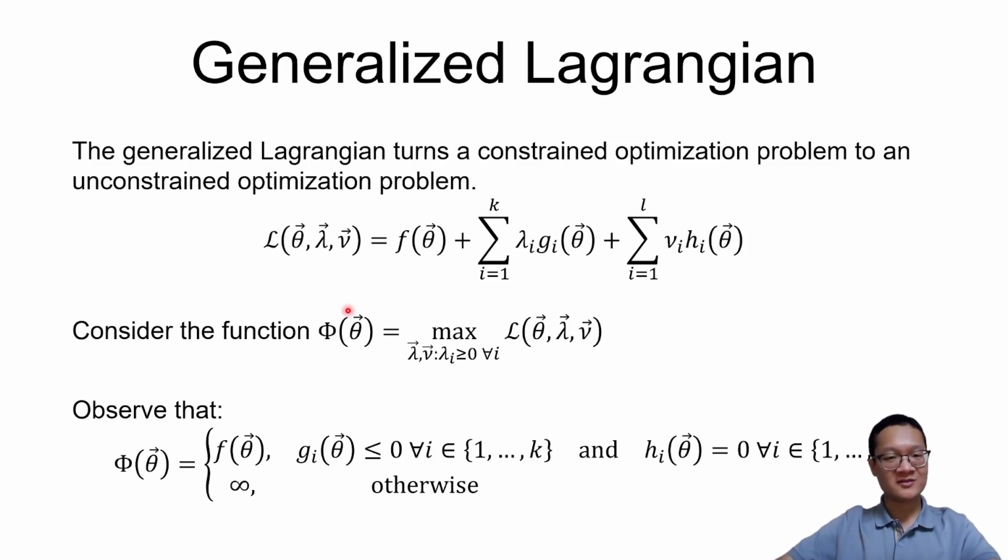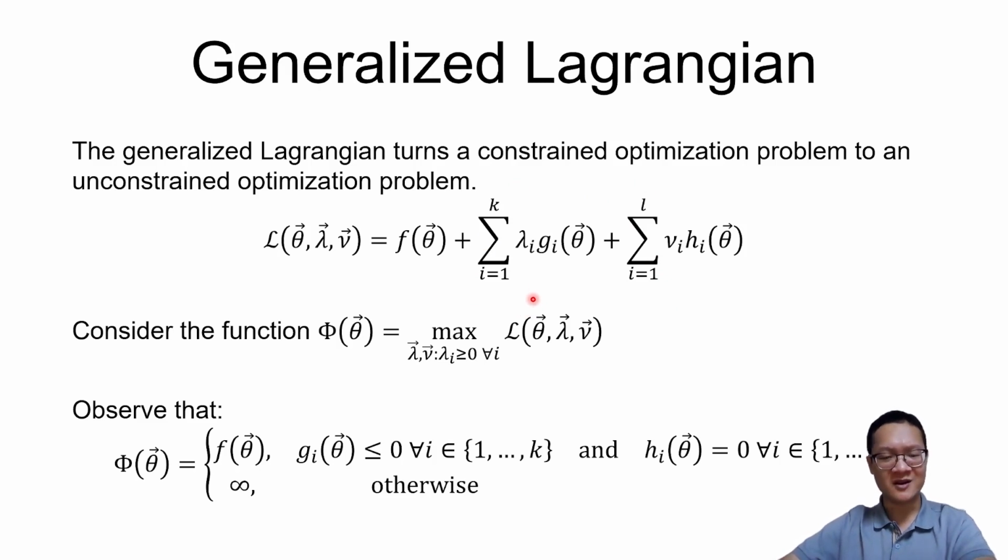Okay, so now consider this function phi of theta, and we're going to define that to be the max over lambda and nu, but only so nu can be anything, but for the lambda vector, the lambda_i's must all be greater than or equal to 0 for all i. So we're going to maximize this function that we defined over here. This kind of formalizes the idea that these are penalty terms, right?